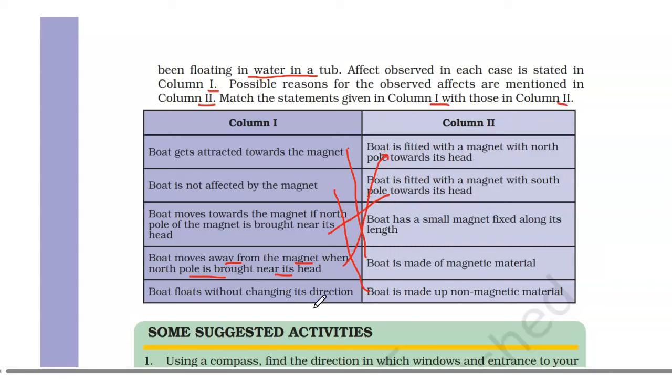Boat floats without changing its direction. Okay, and why without changing its direction? Because the boat has a small magnet fixed along its length, which is continuously showing the direction. Is it clear? Always pointing towards the north-south direction. Is it clear, all of you?